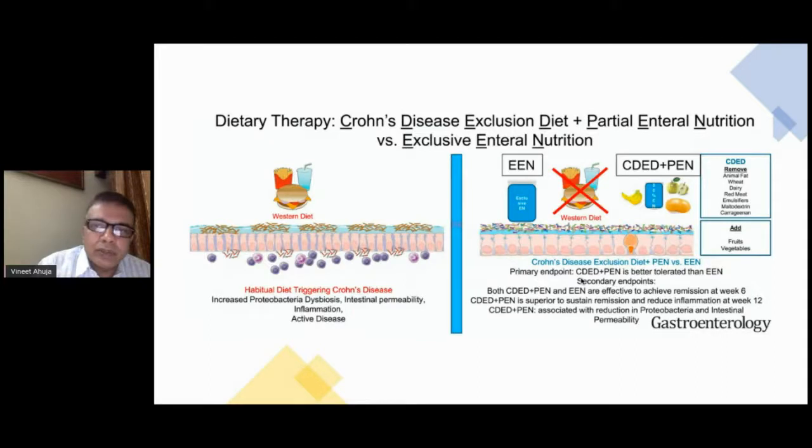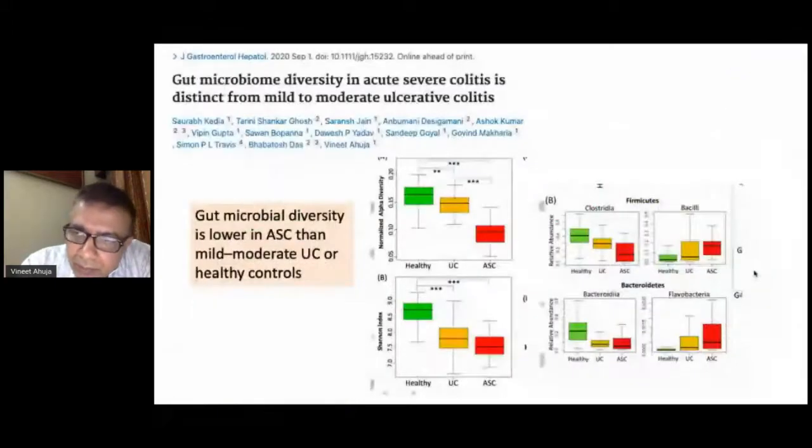And what it showed was that even though patients put on EEN, which is also very less immunogenic, despite that, CDED, that is exclusion diet plus partial enteral nutrition, was better tolerated than exclusive enteral nutrition. Both were effective in achieving remission at week 6. And in fact, the exclusion diet was superior and sustained remission and reduced inflammation at week 12, suggesting that diet is a very, very strong player. And not only is it a strong player, probably it would have the least side effects, and probably it's a physiological way of treating IBD. So with diet, whether you can treat severe forms of IBD.